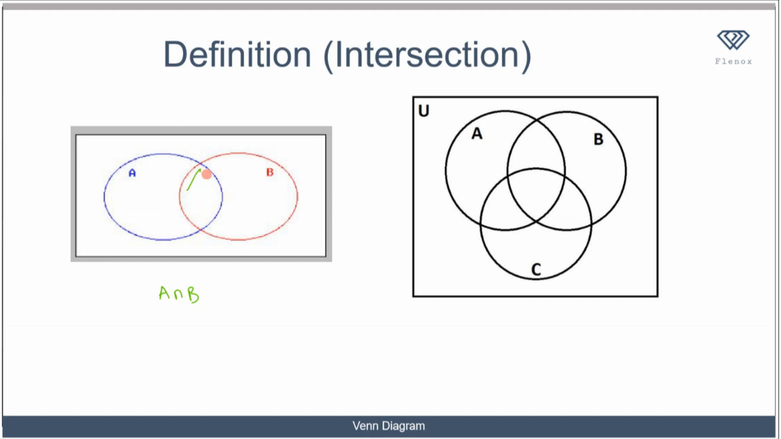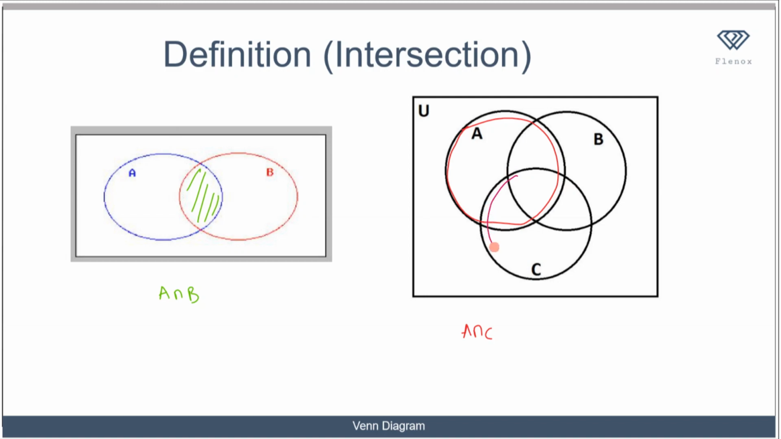So this portion under here represents the intersection of A and B. Now let's look at another example making use of this portion. What would be A intersect C? First we have to identify A, which is this, and we need to identify C, which is this.